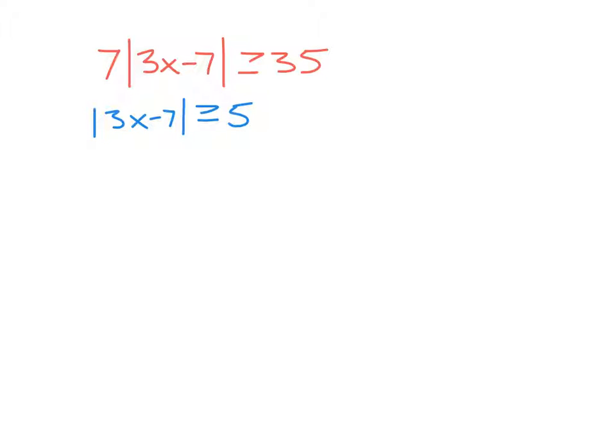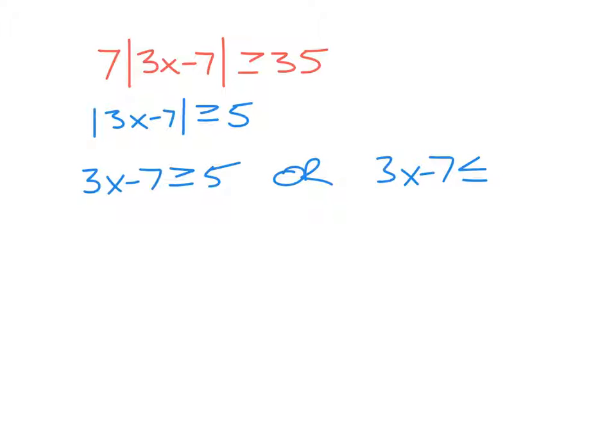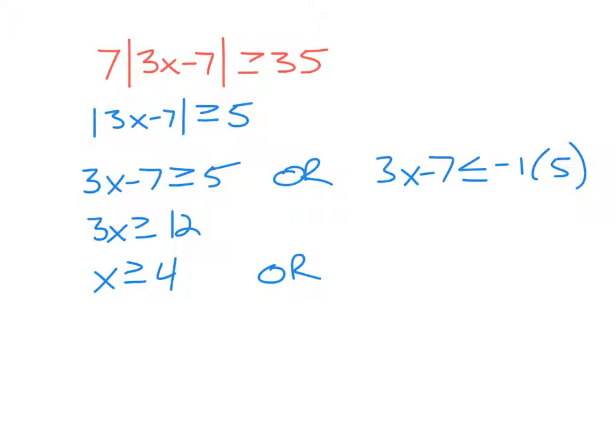Keeping in mind that since this is absolute value greater than, this is going to be an or inequality. So our first one is going to be 3x minus 7 greater than or equal to 5, or 3x minus 7 less than or equal to -1 times 5. Remember, we have to multiply by -1 and flip this inequality. Now I'm just going to run through and solve these. So I'm going to add 7 to both sides and divide by 3. So 3x minus 7 is less than or equal to -5. Add 7 and divide by 3.